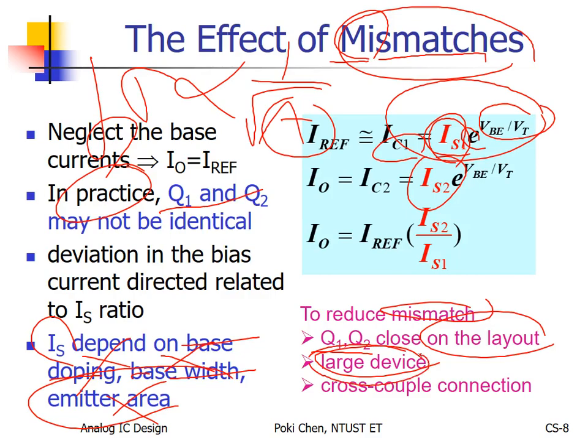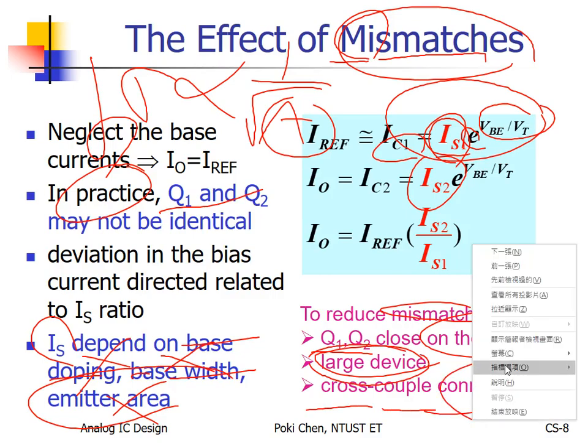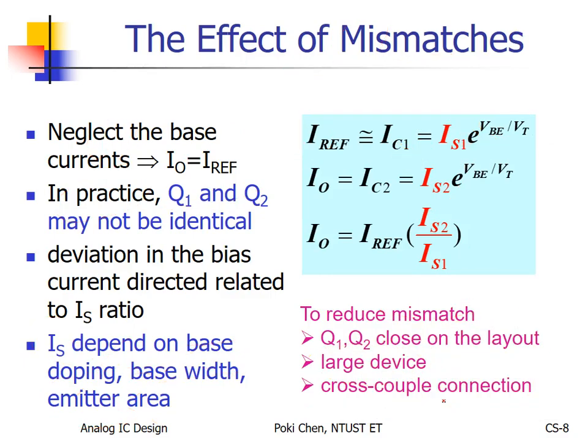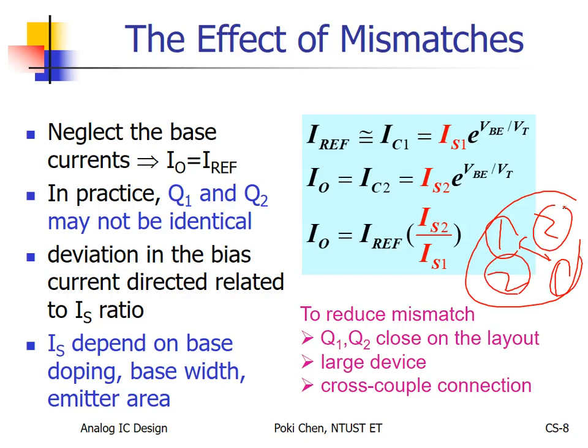And then you need to have a cross-coupled connection. What does it mean? The simplest is 1, 2, and 2, 1. It means the transistors Q1 and Q2 need to be split into halves, 50% here and 50% there, similar for Q2. Congratulations, in this way, you can reduce the mismatch. Again, you can only reduce it instead of cancel it.